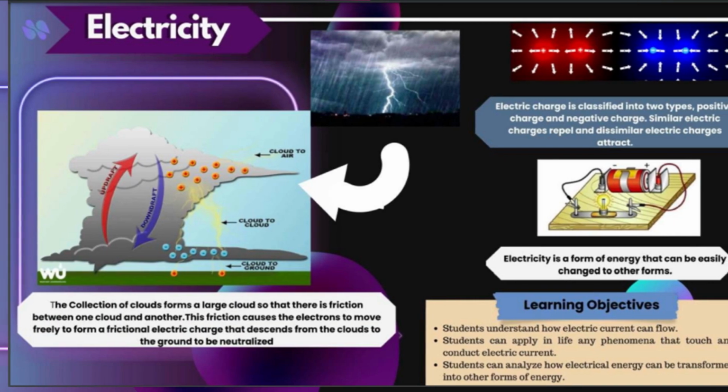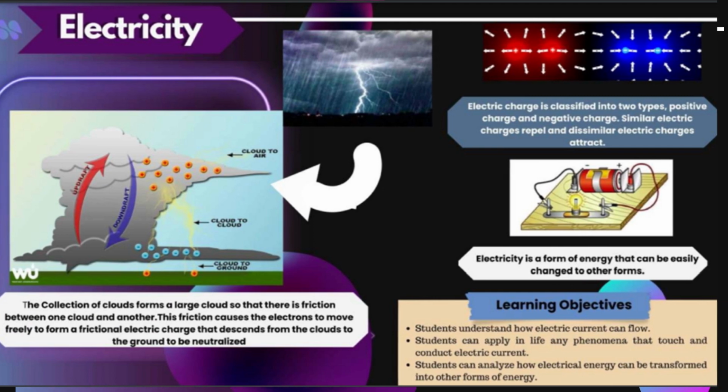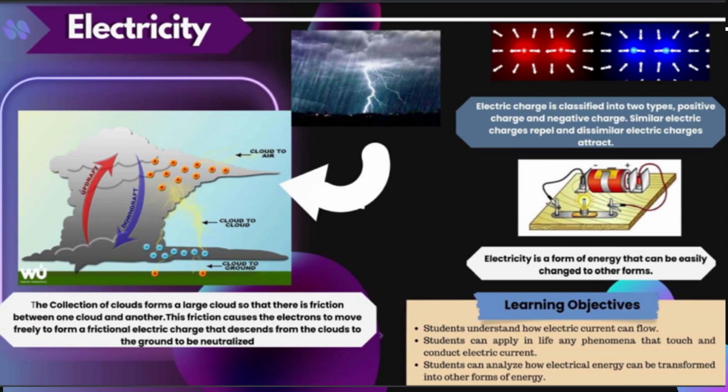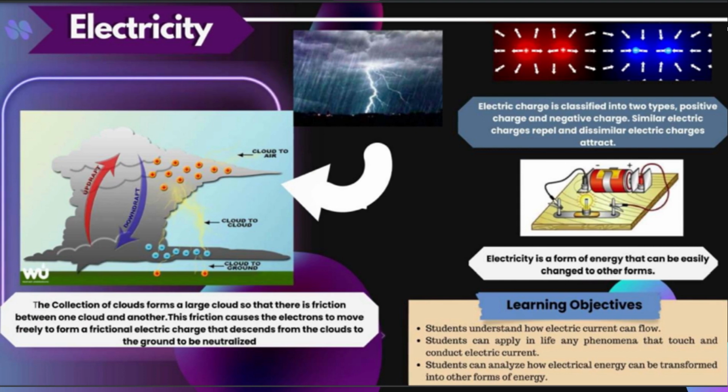The first material in physics is about electricity. The learning objectives in this material are: first, students understand how electric current can flow. Second, students can apply in life any phenomena that touch and conduct electric current. Third, students can analyze how electrical energy can be transformed into other forms of energy.